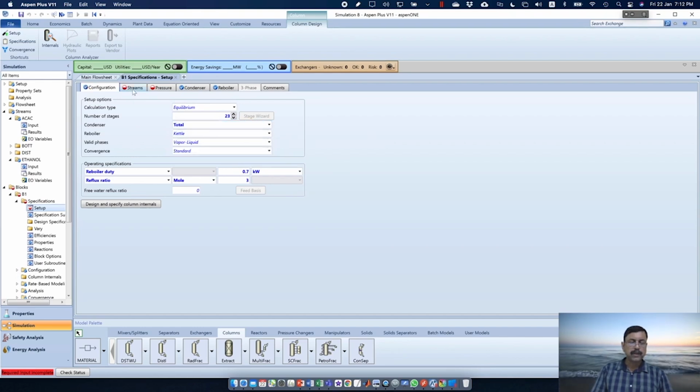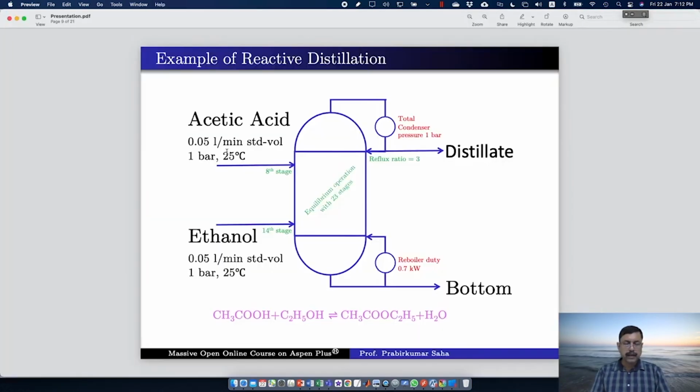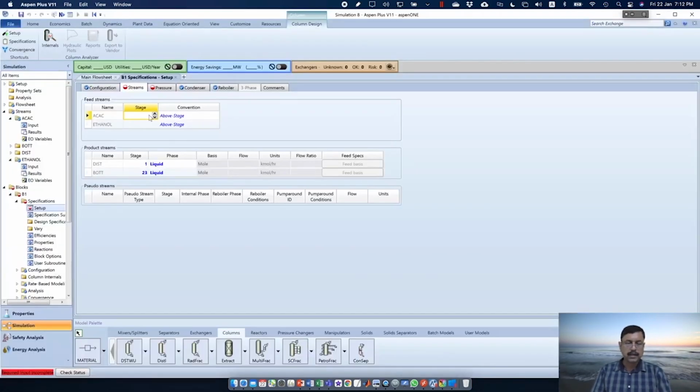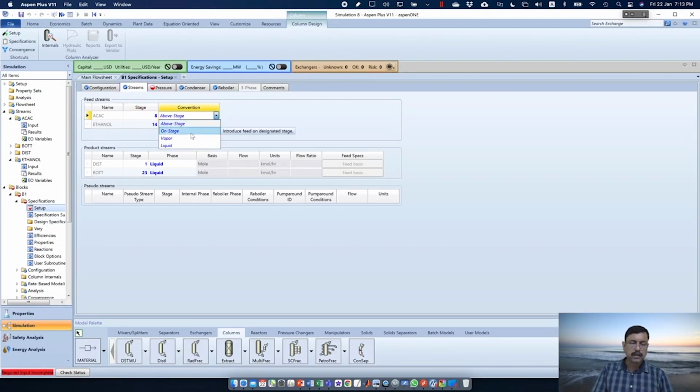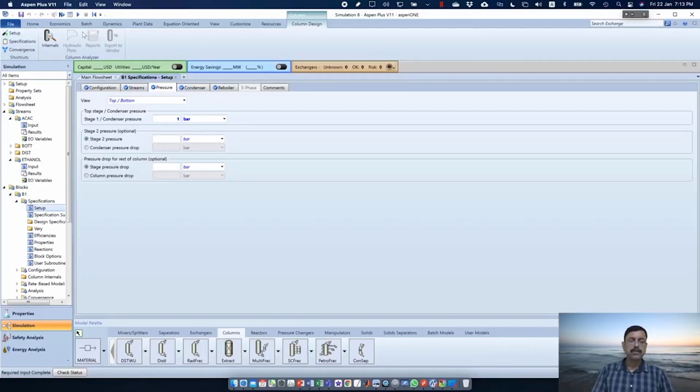Right. Then go to streams. Acetic acid is given at the 8th stage, ethanol is given at the 14th stage. So it is 8 and 14 on stage. Then we have pressure. Condenser pressure is 1 bar everywhere. So now the equations are all balanced. It is ready to run. Now if we run it, let us see what happens.